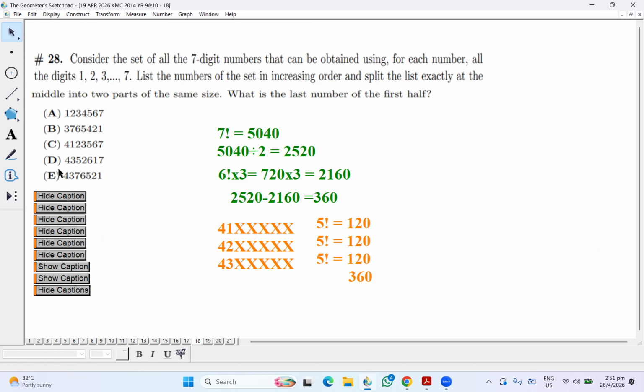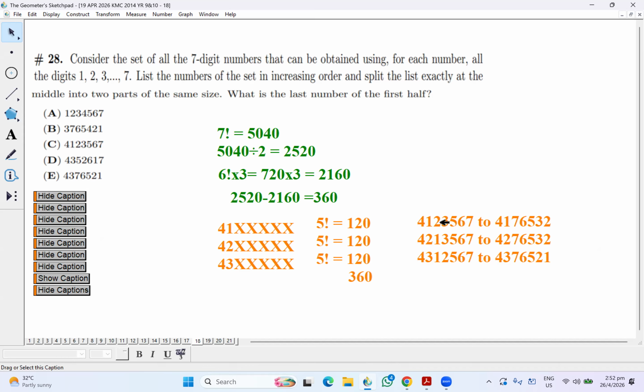So either D or E only. Of course, the last number is the largest, must start with 7. 4, 1. This one I show. If you start with 4, 1, then 2, 3, 4, 5, 6, 7, until the largest 7, 6, 5, 4, 3, 2, like that. Just to double sure, to help people understand only.